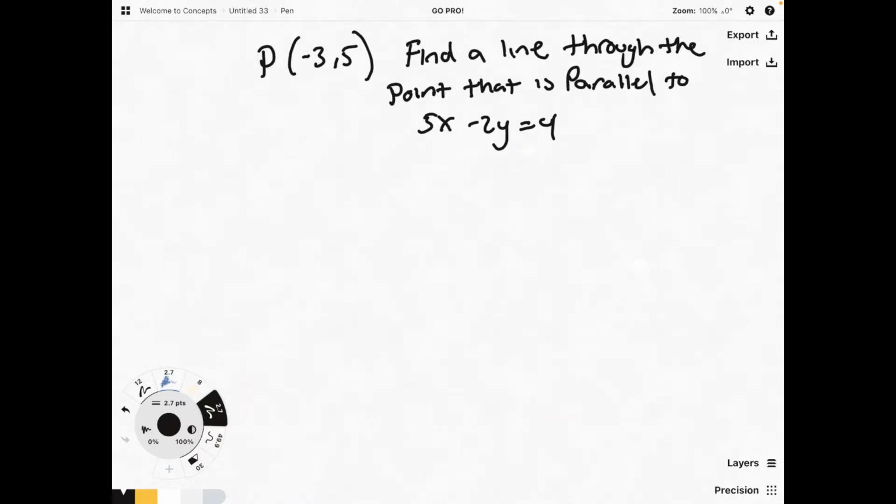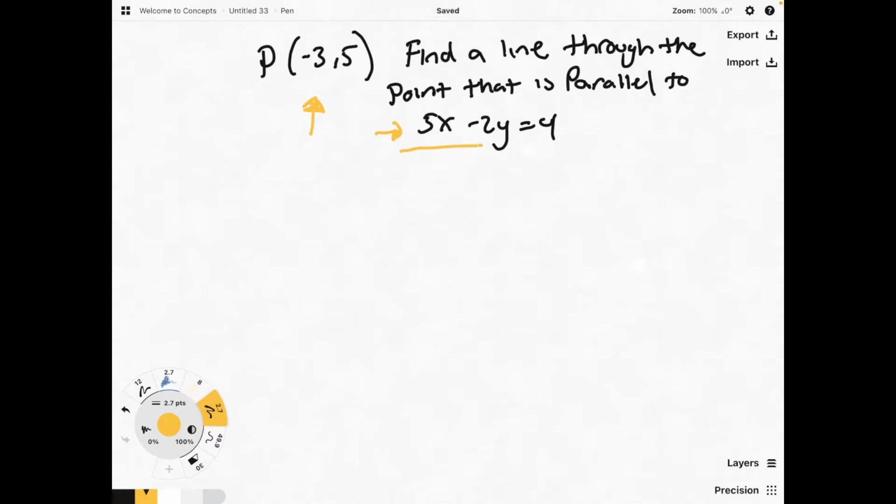Looking at our next example, it says find a line through the point -3, 5 that is parallel to 5x minus 2y equals 4. So what we need to do first, again, is determine what the slope is of this line that we're given. And then from there, we're able to plug in this point, because this is going to be on the new line. And this will be able to form our equation.